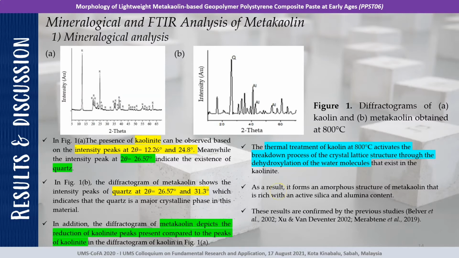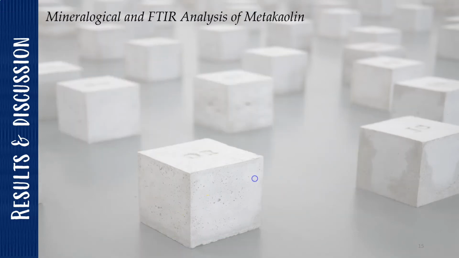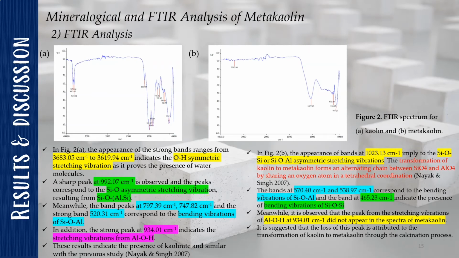As a result, it forms an amorphous structure of metakaolin that is rich with active silica and alumina content. Next, we look into the FTIR analysis. Figure 2 shows the FTIR spectrum for A. kaolin and B. metakaolin. In figure 2a, the appearance of a strong band ranging from 3695.05 per centimeter to 3619.94 per centimeter indicates the oxygen-hydrogen bond symmetric stretching vibration, as it proves the presence of water molecules.